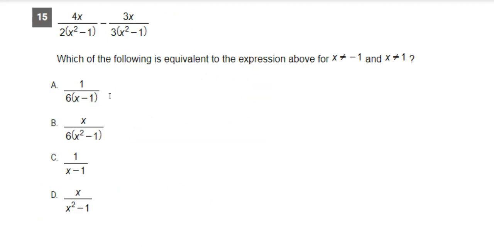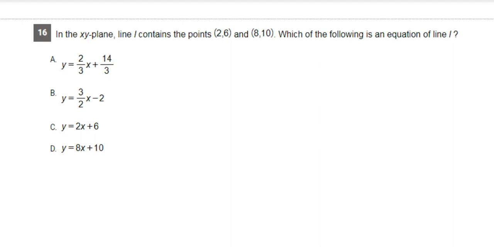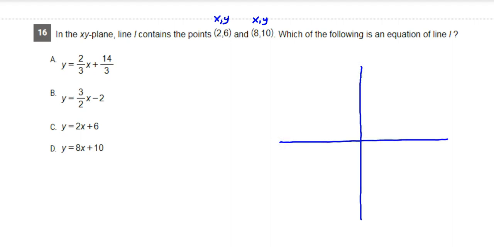Good strategy. All right, number 16, in the XY plane, a line contains the points 2, 6, and 8, 10. So just a quick little refresher. Remember that these are coordinates x, y, x, y. And remember that the coordinate grid or the coordinate plane, the x goes here and the y goes there. Which of the following is the equation of line L?